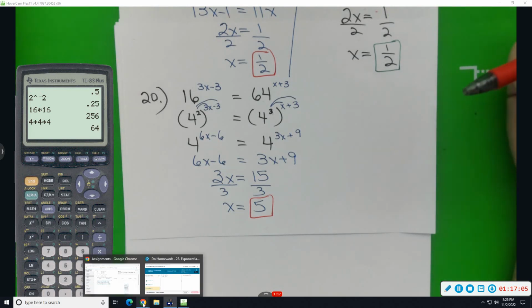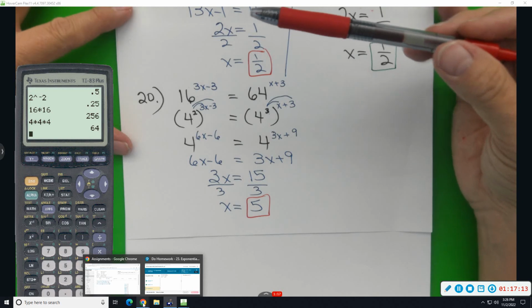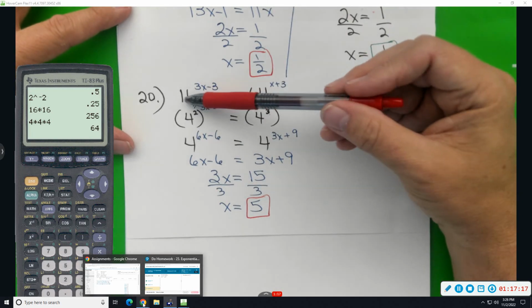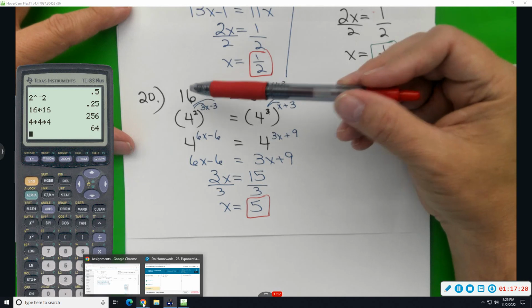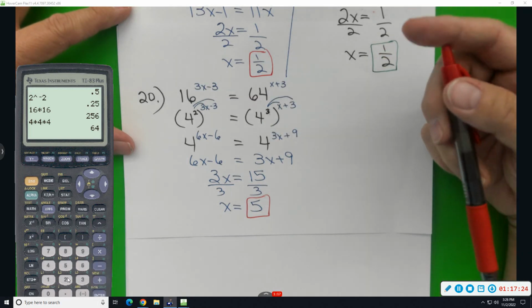Realize this is one of those rare instances where there are 2 options that you could use as a common base. It's not very common for this to happen, but we could have used 2 as the base. 2 to the 4th power gives us 16, and 2 to the 6th power gives us 64.